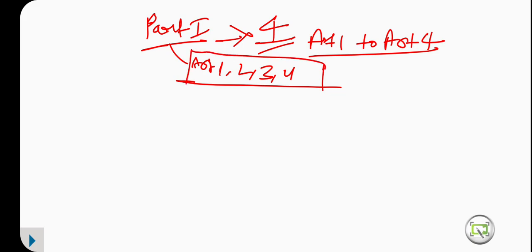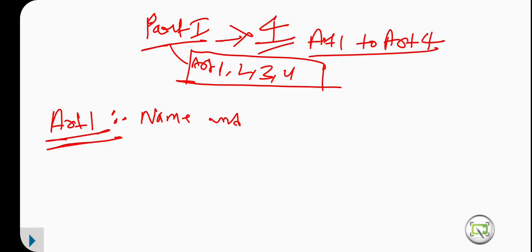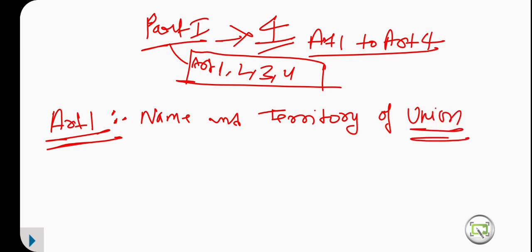So now we will study what is Article 1. When we look at Article 1, it is written: Article 1, Name and territory of Union. Here union means our country, that is India. So Article 1 is clearly saying: name and territory of Union.